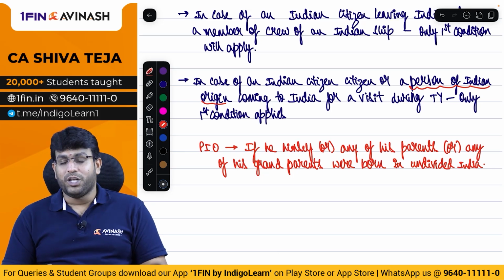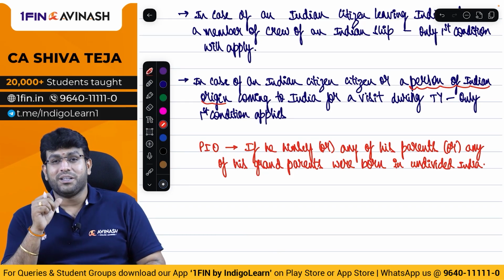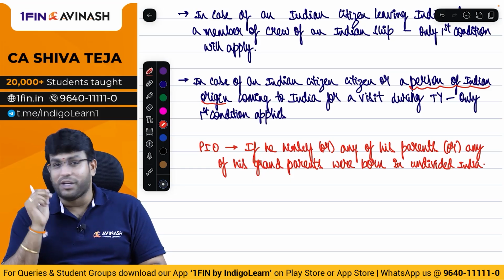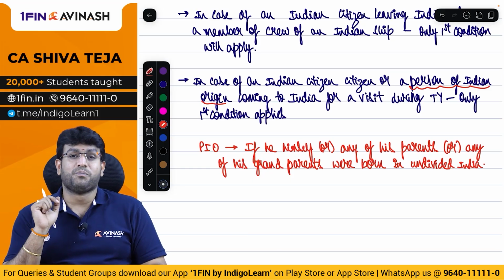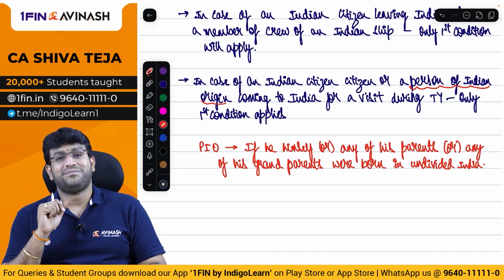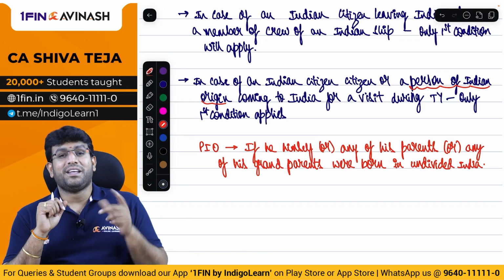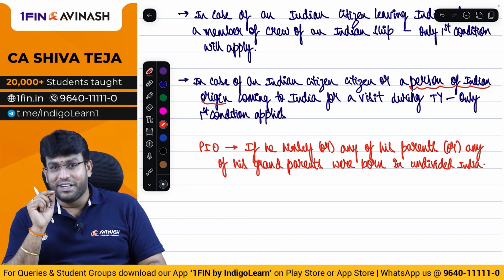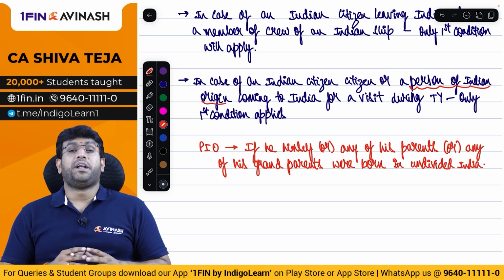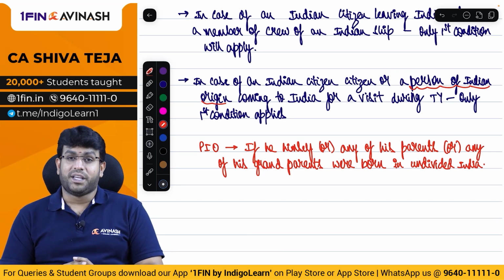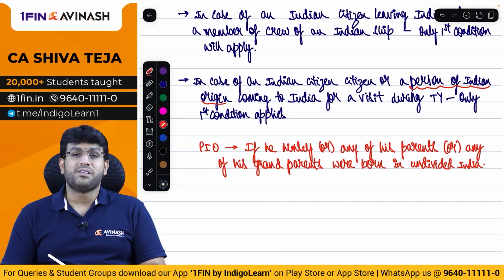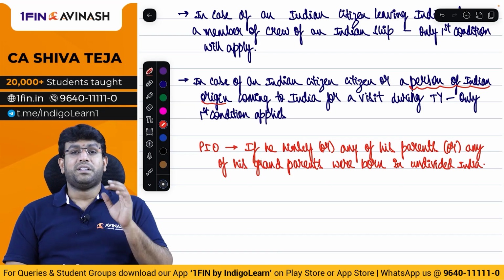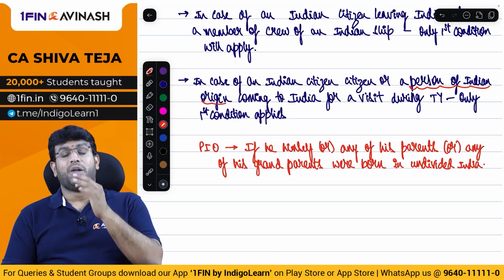Understanding, friends? Let me tell you, in my case, I am not born in undivided India. My father also is not born in undivided India, but my grandfather was born in undivided India. So my grandfather is regarded as a person of Indian origin. Are we getting clarity? So when do we treat a person as a person of Indian origin? Whether he himself or any of his parents or any of his grandparents were born in undivided India, then we will treat the person as a person of Indian origin.